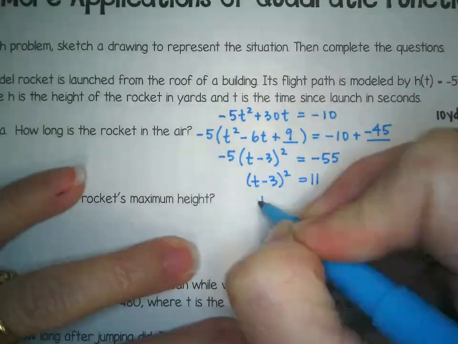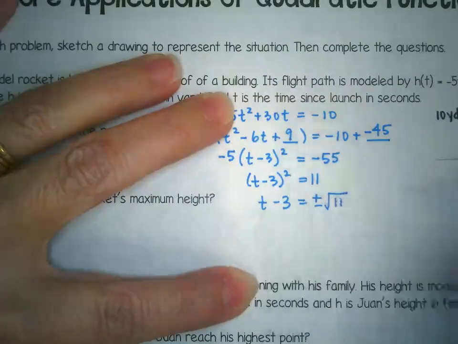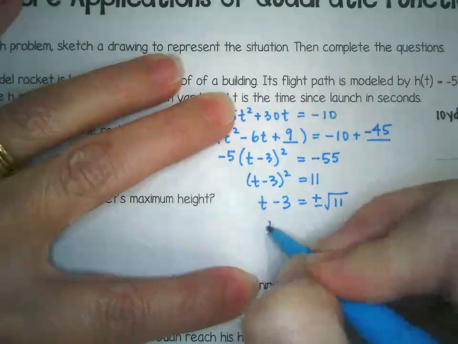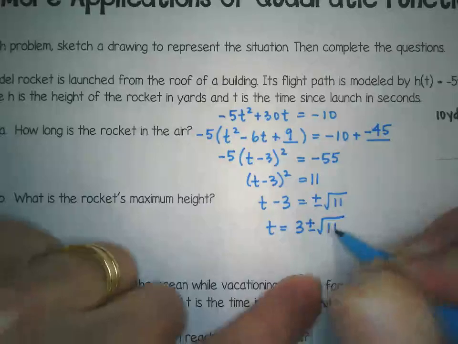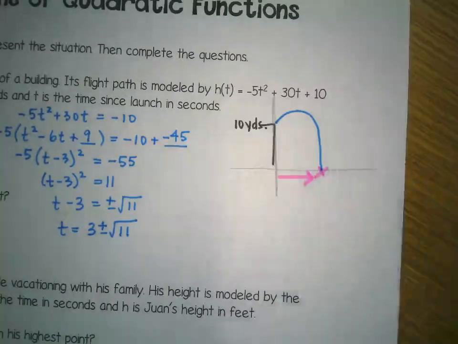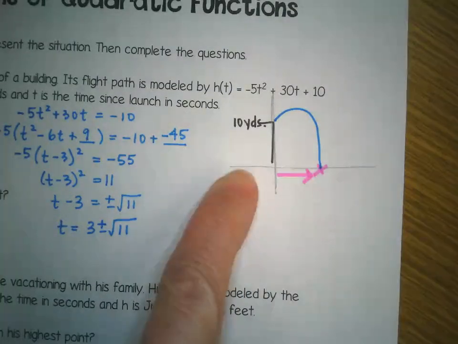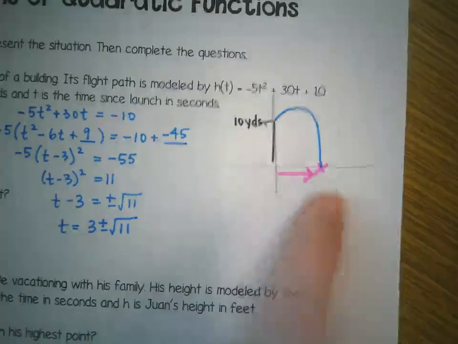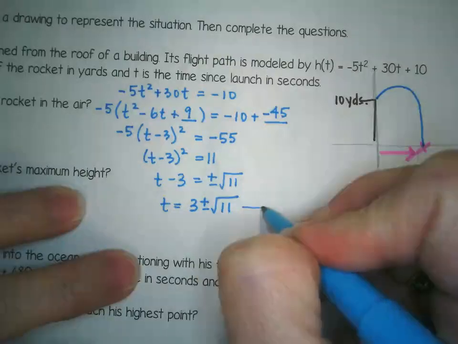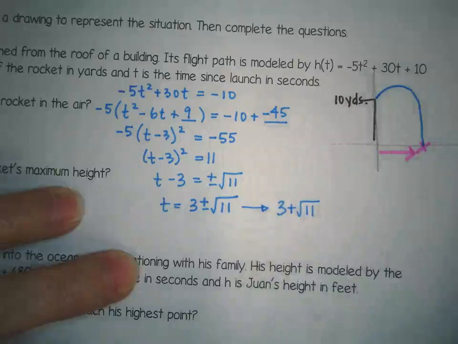Take the square root of both sides. So that's going to be plus or minus the square root of 11. So t is going to be 3 plus or minus the square root of 11. Now, I know looking at my picture here that I do have two x-intercepts. One of them is going to be negative, and that's not going to make sense in this problem. So what I'm looking for is the positive x-intercept, the one that's on the right, and I would get that by doing 3 plus the square root of 11.